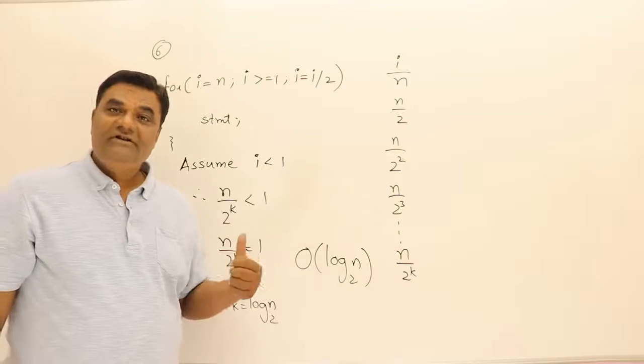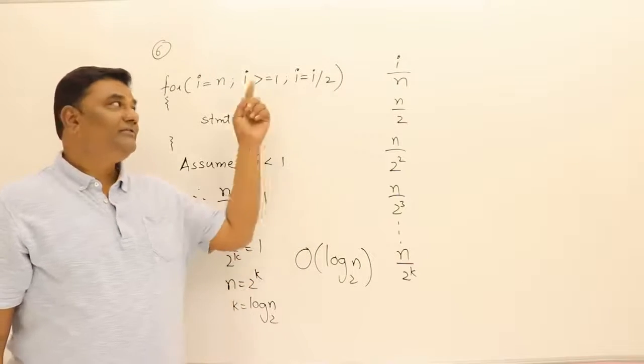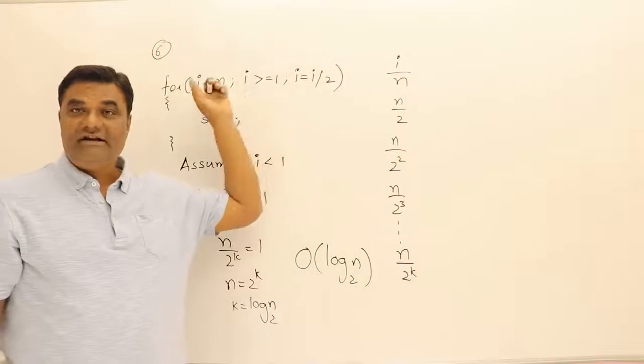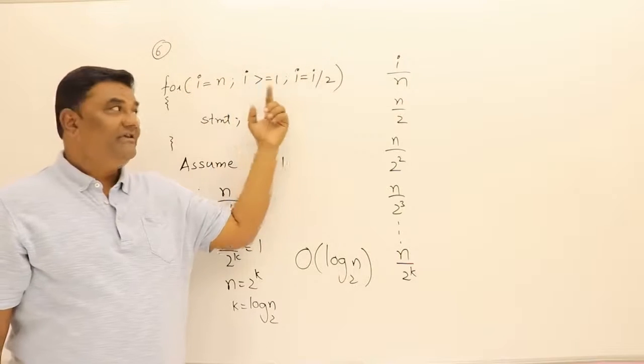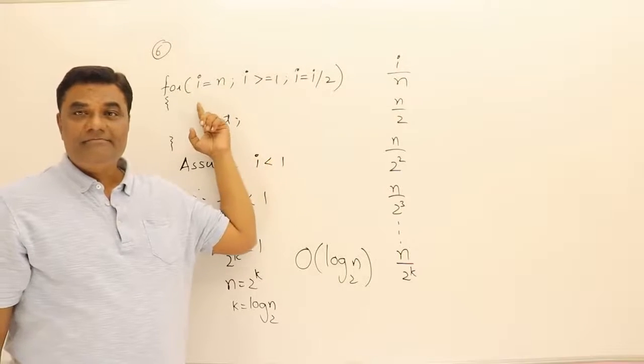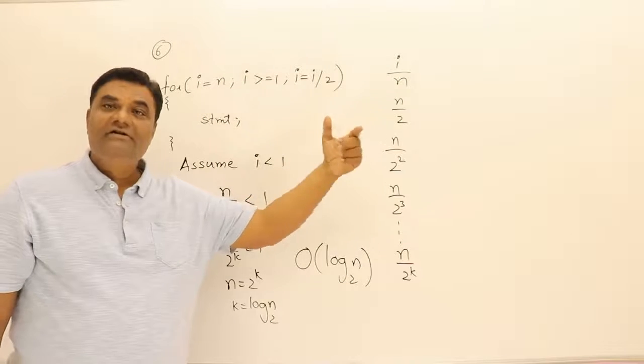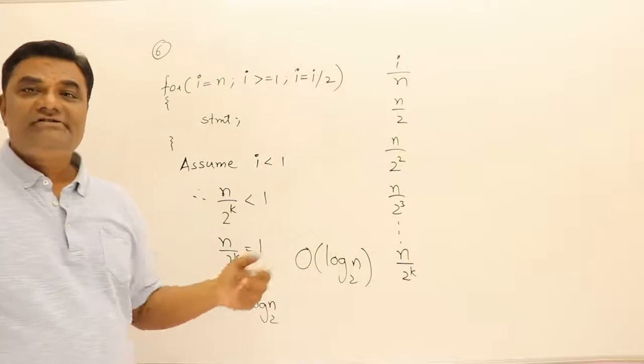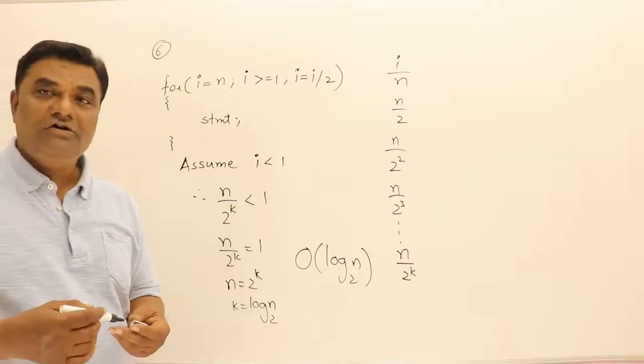So the time complexity of this piece of code is also log n base 2. In the previous one, the 5th example, I showed you that it was multiplying every time and starting from 1. Now this is dividing every time, and it's starting from n. And up to what? Up to 1 it is reaching. So it's order of log n.